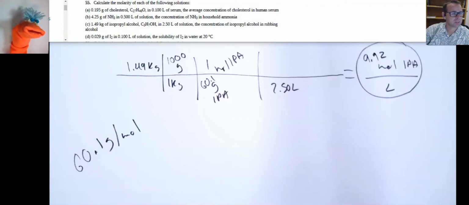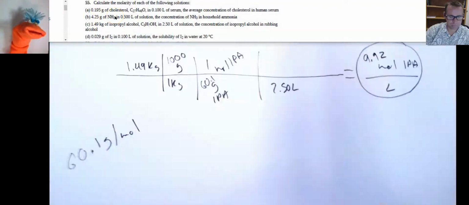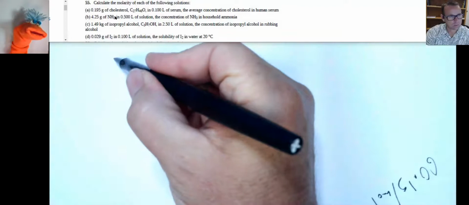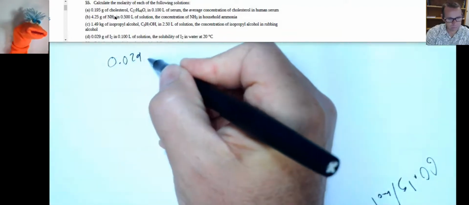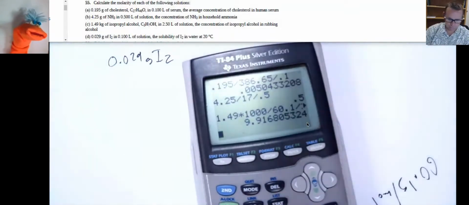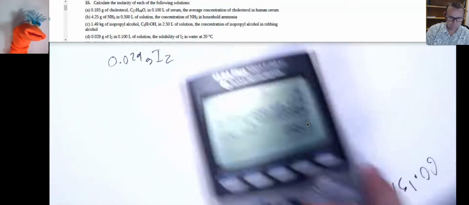All right, what's the last one? The D there? Iodide. All right, 0.029 grams of iodide, right? What's the molar mass of iodide? 126.9 for one of them, right? Yeah. Times 2. So it's 253.8.